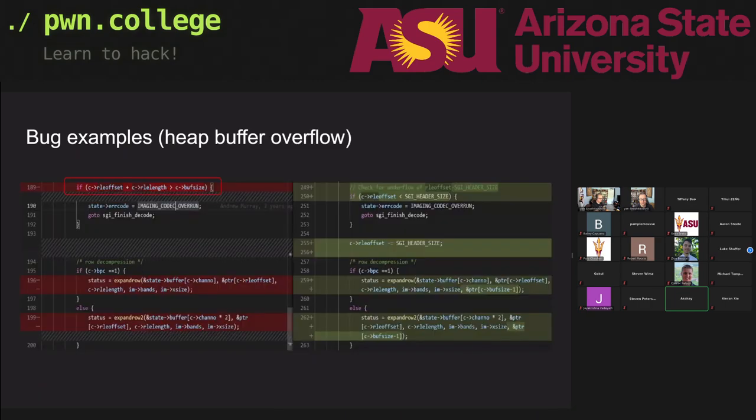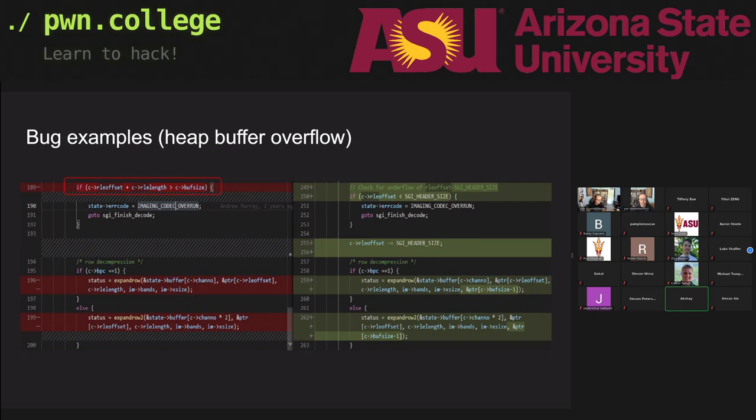Let me go to the previous slide. As you can see from the image, this is actually the same bug as we discussed earlier. On the left side, it is before the bug was patched. The RLE offset field was updated incorrectly and it was used inside expander. On the right side, you can see that the maintainers added a check to see if RLE offset is less than header size so that it doesn't underflow the field array.